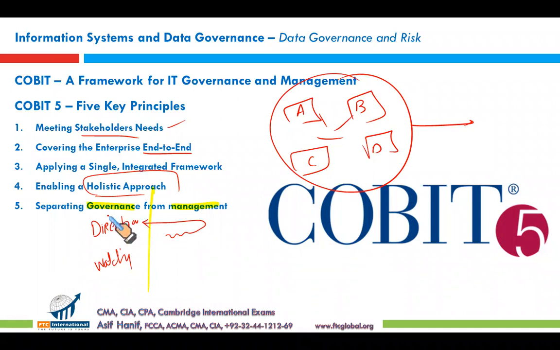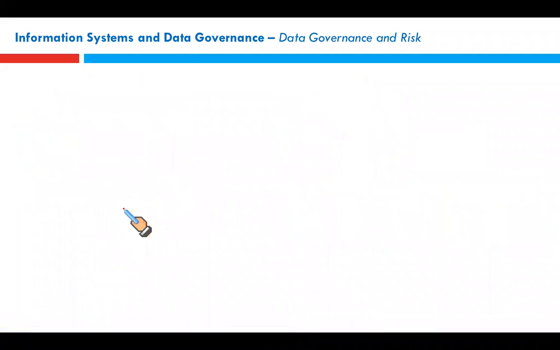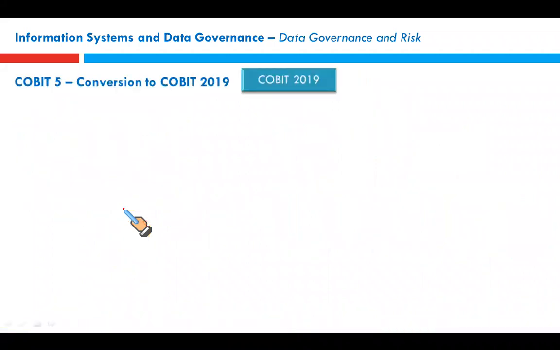Governance means just watching over, setting direction, and then how these goals are achieved, this is done by the management. So there must be segregation between governance and management. So these are the 5 principles, no longer available in the latest version of your book. Nonetheless, we've done it. Now we have COBIT 2019.